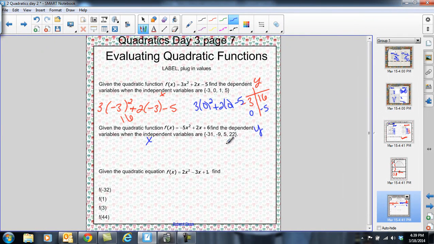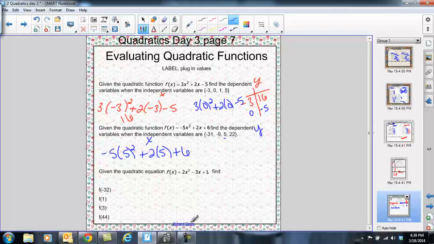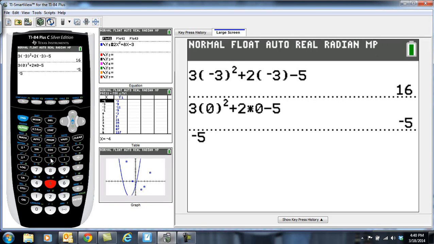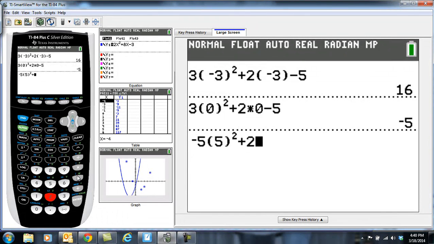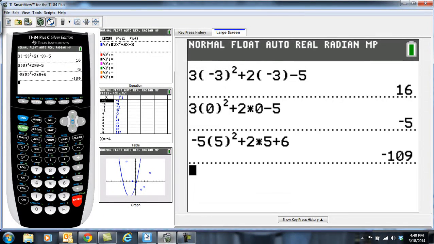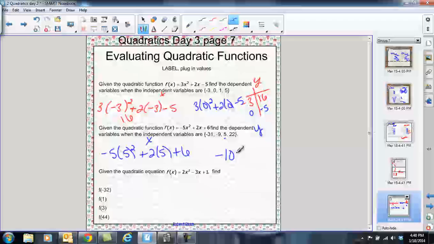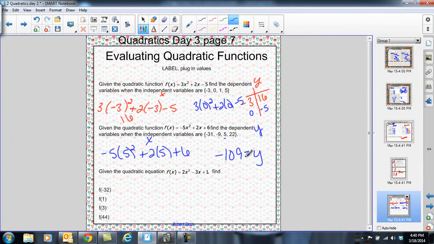So let's do the 5. This one right here. So I would do negative 5 times 5 squared plus 2 times 5 plus 6. And you'll have to do this for all 4 numbers. I'm just choosing one of them so you can see the process is the same. So I'm going to go negative 5 times 5 squared plus 2 times 5 plus 6. And the answer is negative 109. That's what y equals, or f of x equals, however you want to put that.